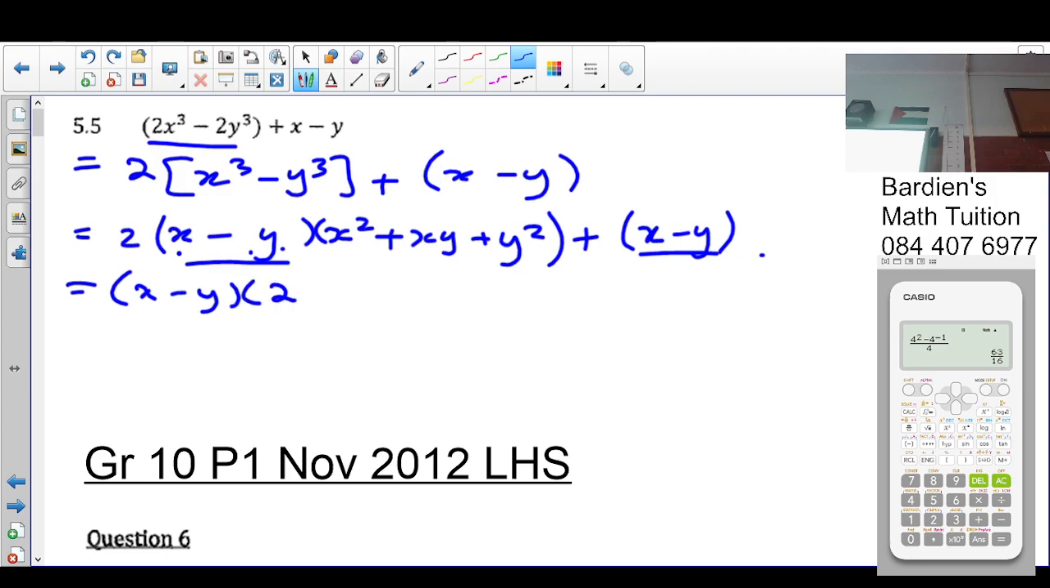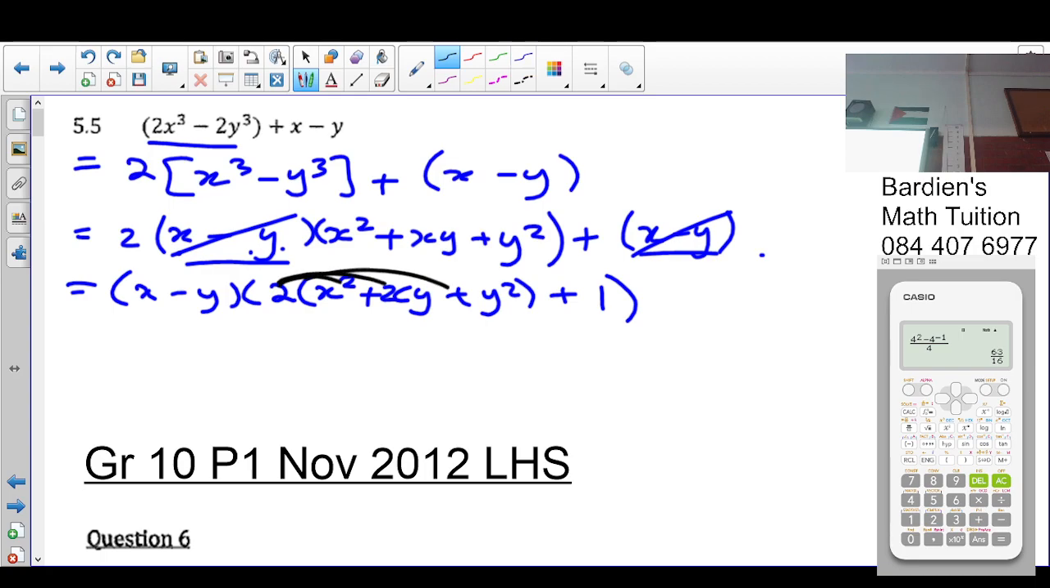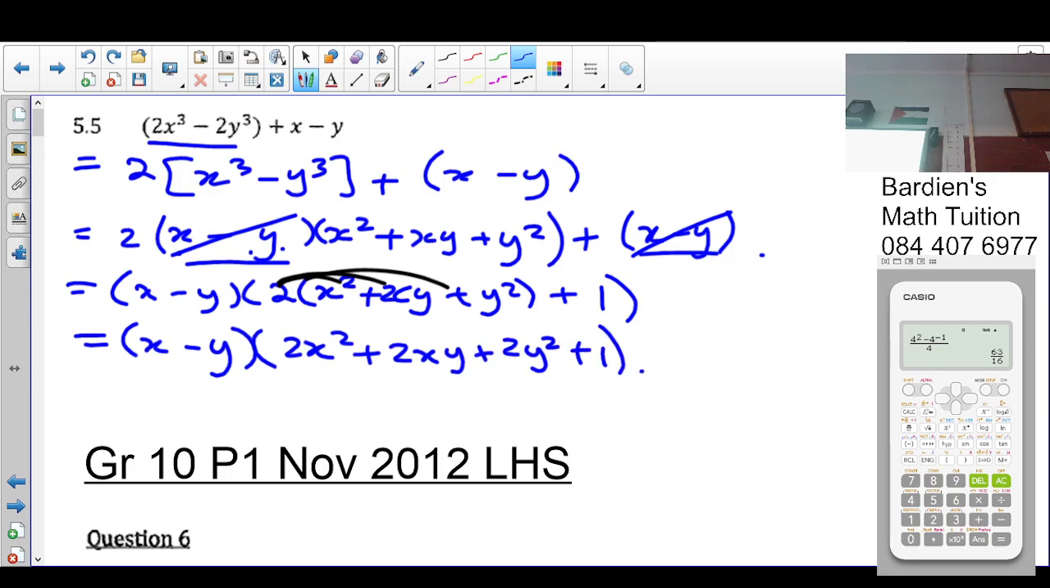And I'm left with 2 into x squared plus xy plus y squared plus 1. Whenever we take out the whole term, we're left with 1. Do I stop here? No. You never have a bracket within a bracket in your final answer. It's going to be x minus y into 2x squared plus 2xy plus 2y squared plus 1.